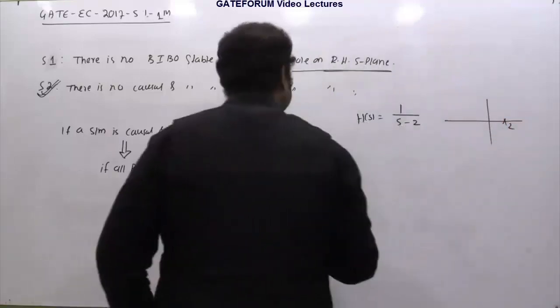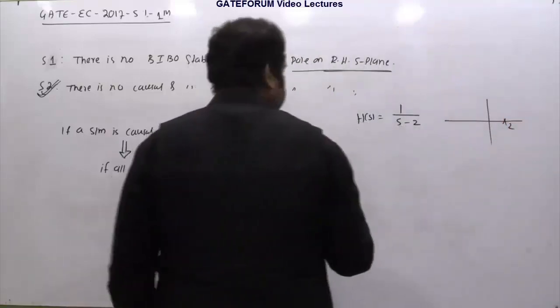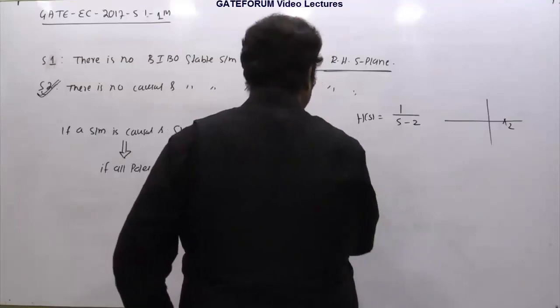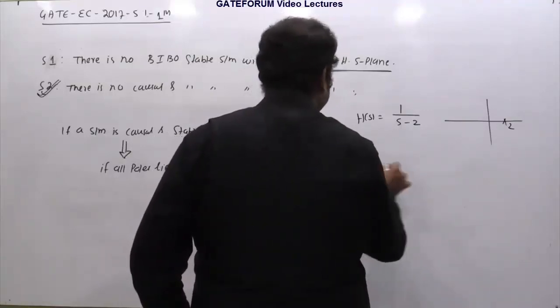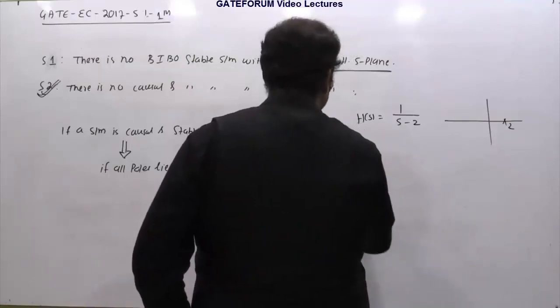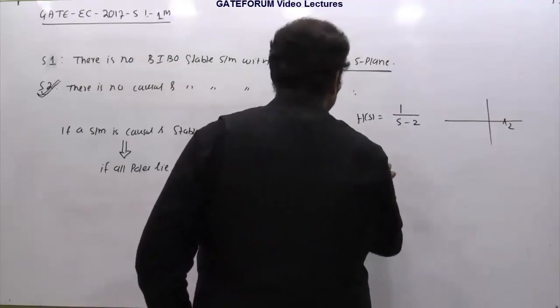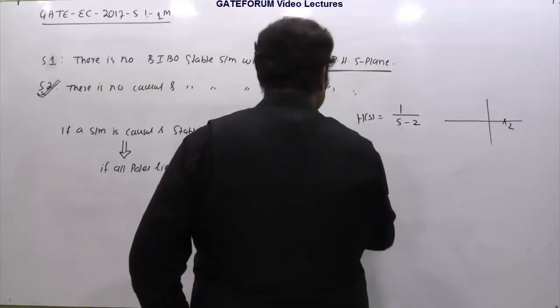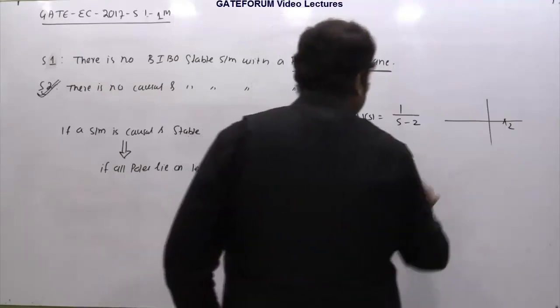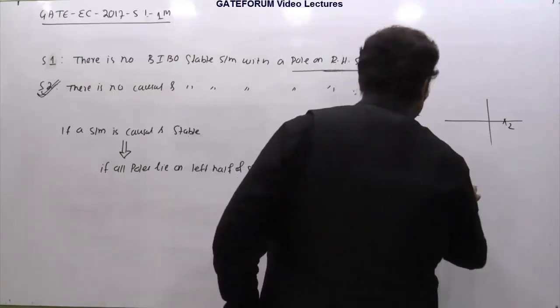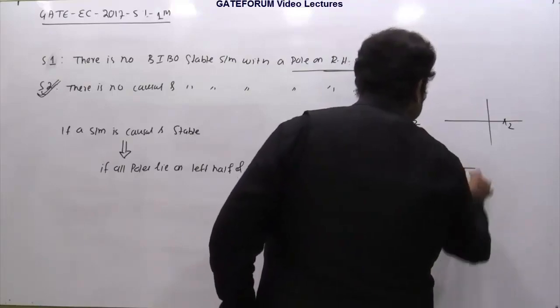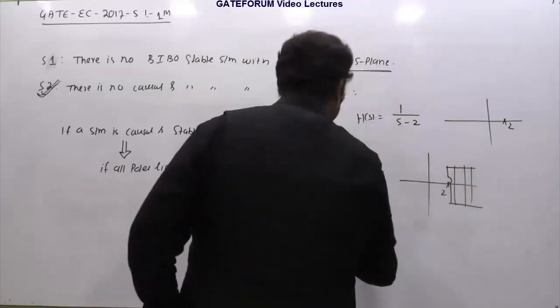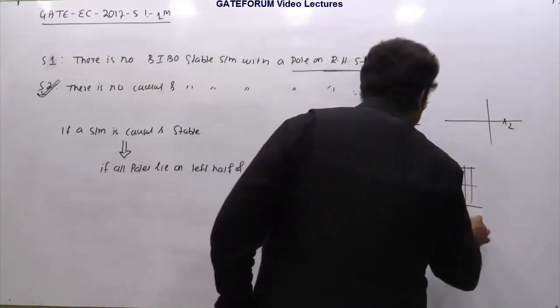If the pole lies on 2, how many ROC are possible, or how many inverse Laplace are possible? You'll have two possibilities. One of the possibilities is this one, this is one of the ROC. And the other possibility, if this is the pole, is to the right of this pole, which is 2, like this. So here it is sigma less than 2, and here it is sigma greater than 2.